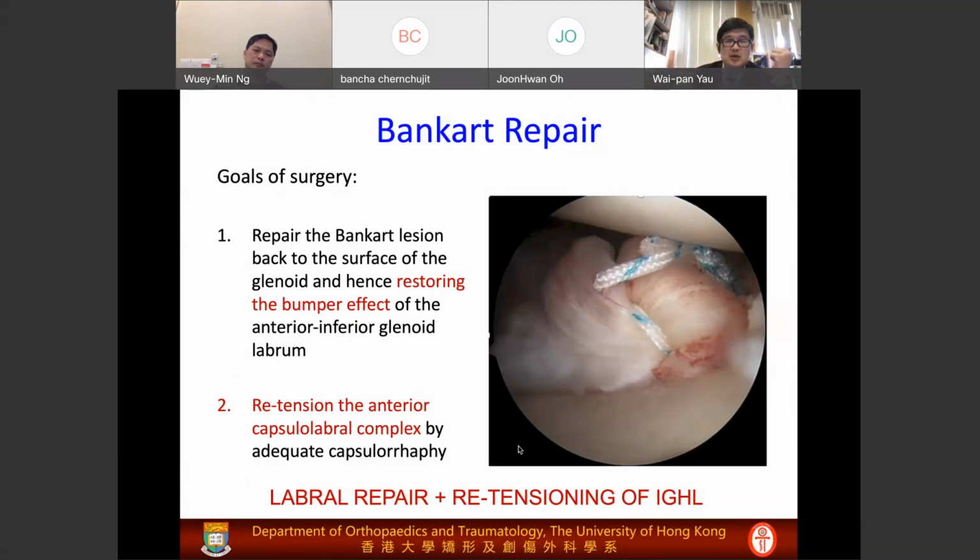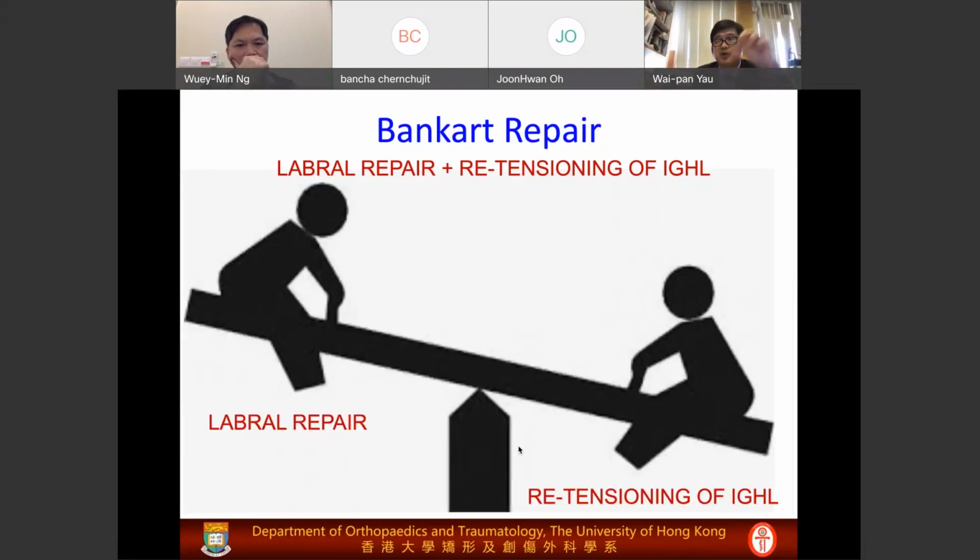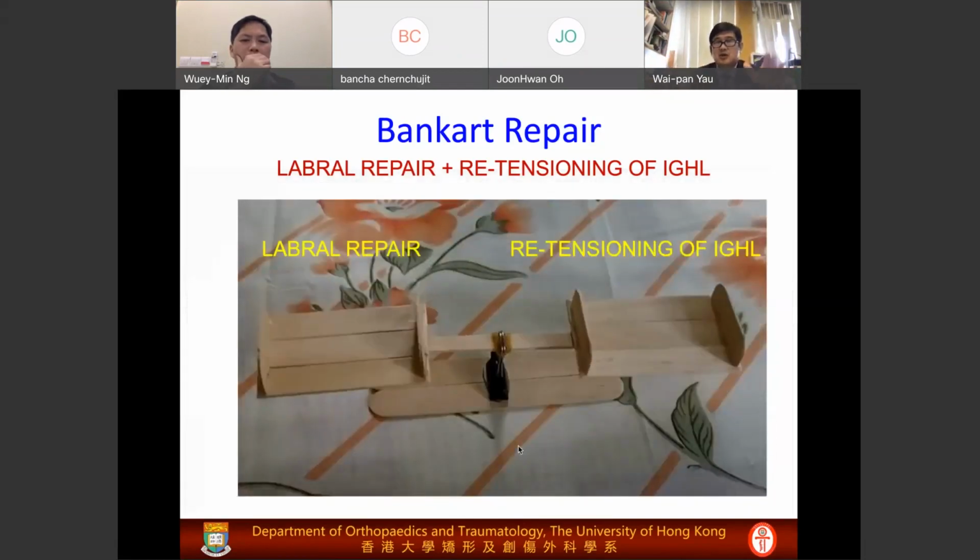I don't know whether you have this feeling. I have a feeling that when I perform this surgery, the majority is very good. But sometimes when I put too much attention on the labral repair, creating a very good labral height, I will miss the part on the retensioning. The capsulorrhaphy may not be good. On the other hand, if I put too much attention on the capsulorrhaphy, then the labral height, especially over the anterior-inferior aspect, is not as good as I want. I am always trying to find how to balance this seesaw well enough.